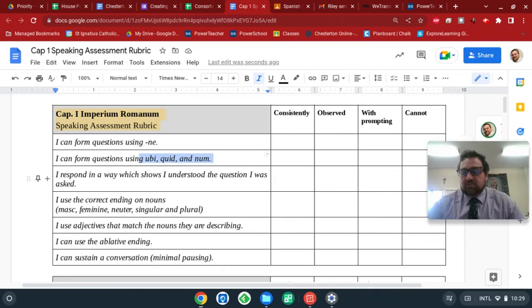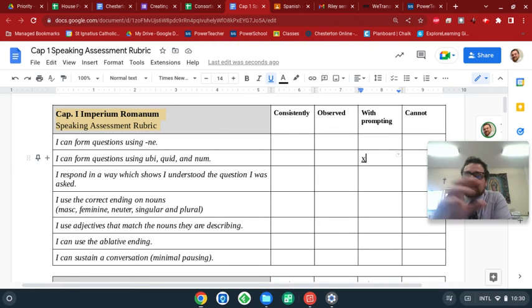We're starting with this rubric. Several people are done. What I'm going to give you today is an opportunity to increase any scores. For example, if somebody marked with prompting on this one, I can form questions using ubi, quid, and num. I think on yours it says ubi and other question words. I just edited it on here for next year. Just know that that's what it means: ubi, quid, and num, the three question words used in this chapter.